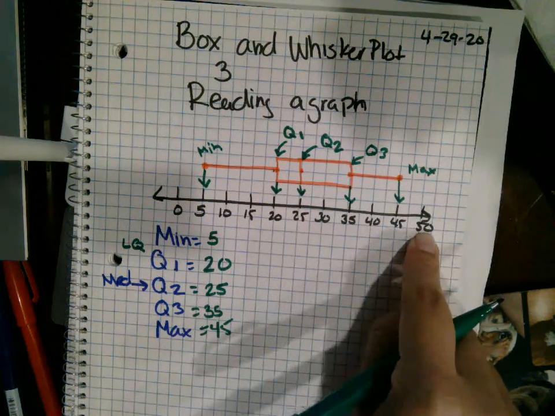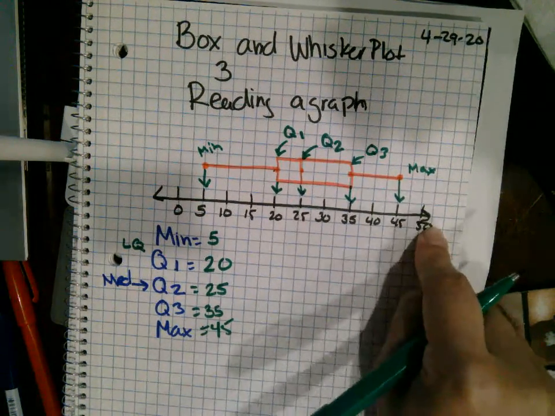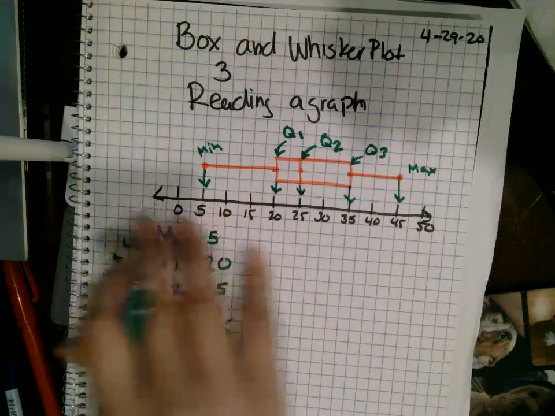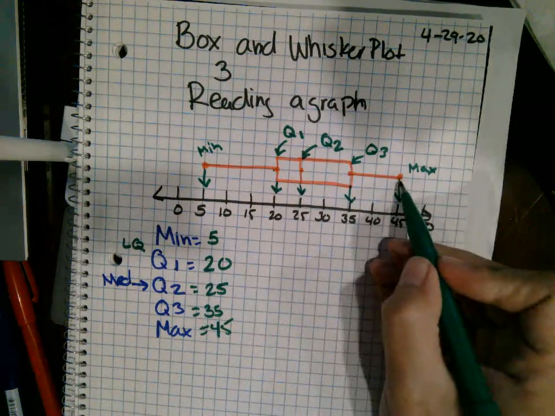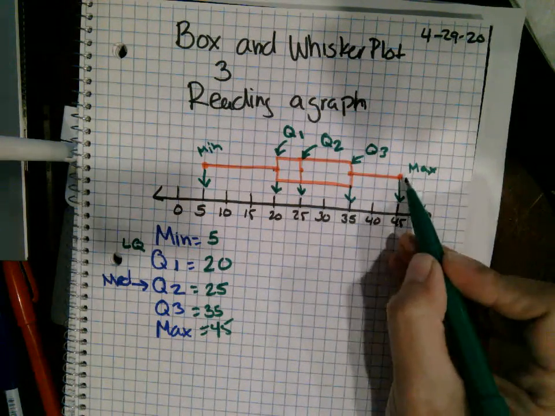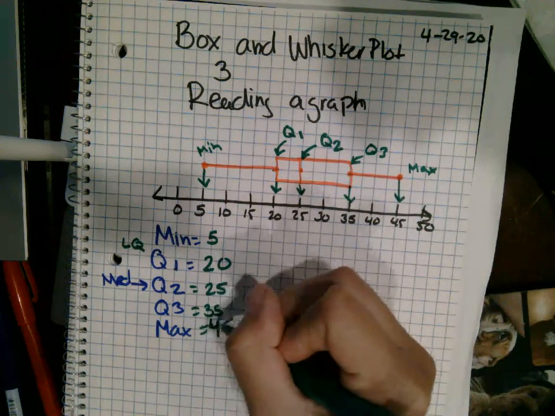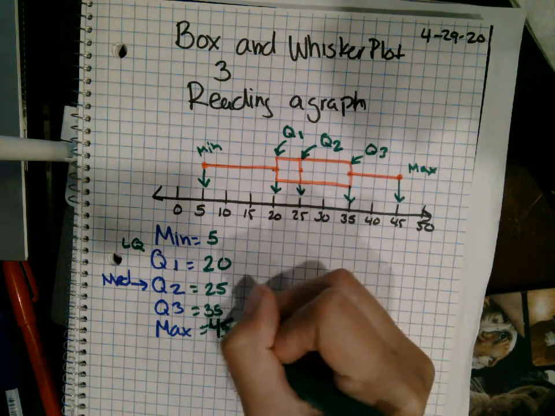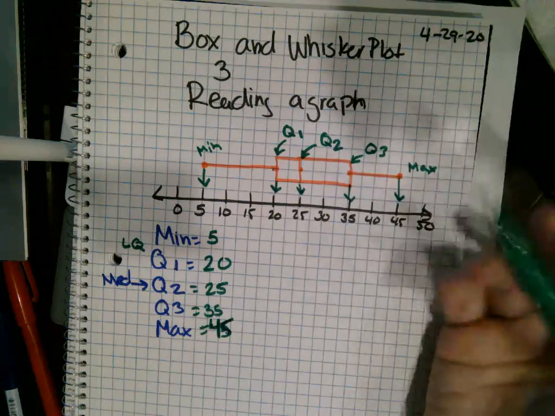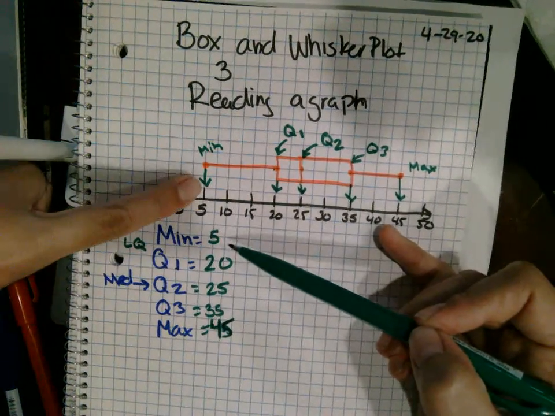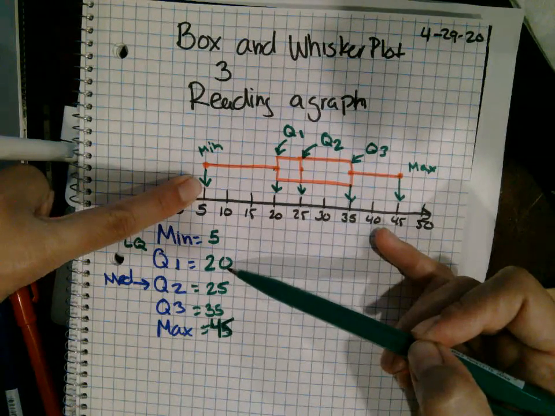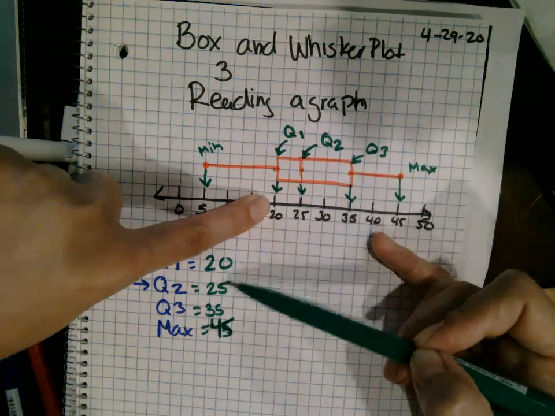No, my number line ends at 50, but there's no dot on top of 50. It's just a longer number line. You have to look where your dots are, not where your number line is. That's like the number one mistake kids make, is to look at the number line. Nope. So our maximum is 45. So here it is. Minimum is 5. Quartile 1, lower quartile, is 20.